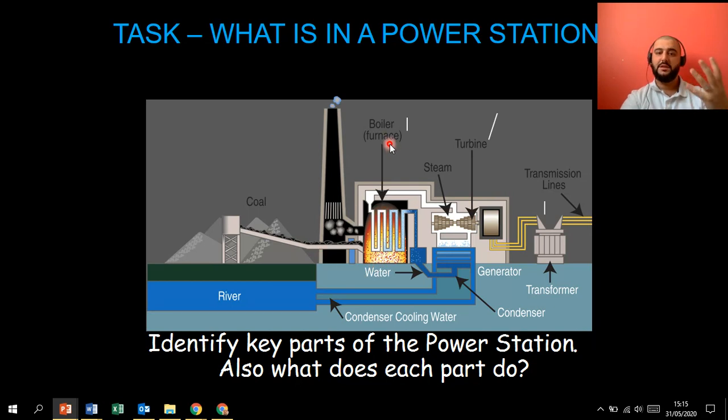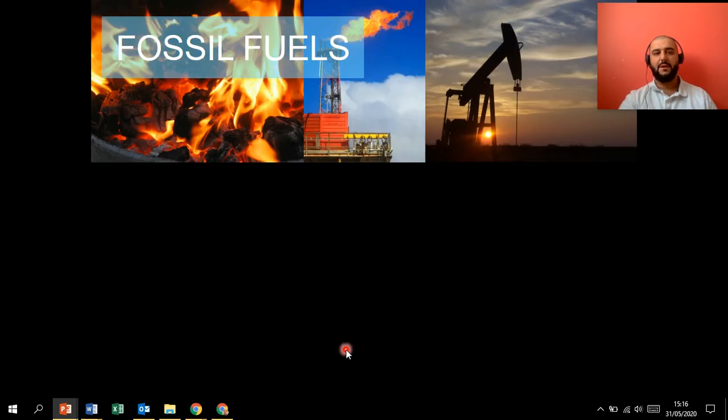Okay, and you are expected to know, according to your spec, the main steps: the coal comes in, it's burnt in a furnace or a boiler, that then heats up water, which produces steam, which turns a turbine within a generator, and then that spins the generator, and that generates the electricity. So please be very sure about being able to write that in the correct order.